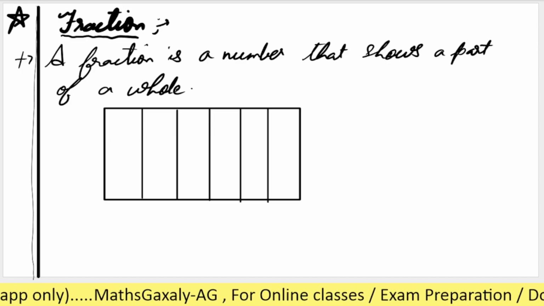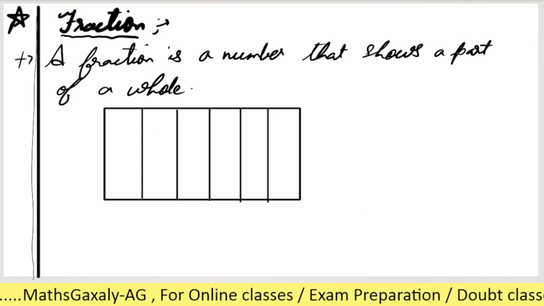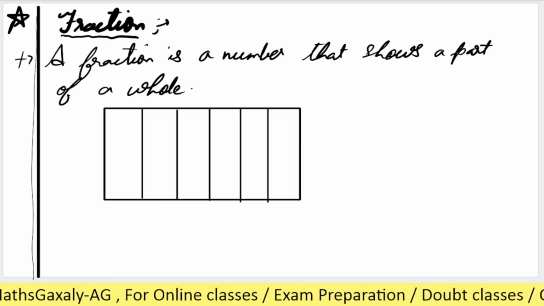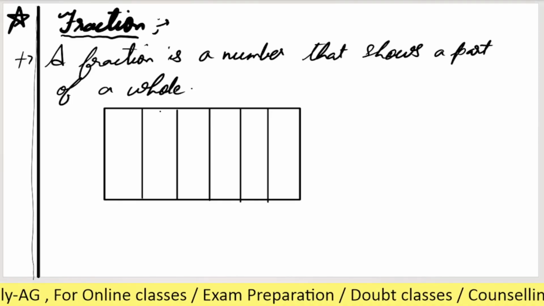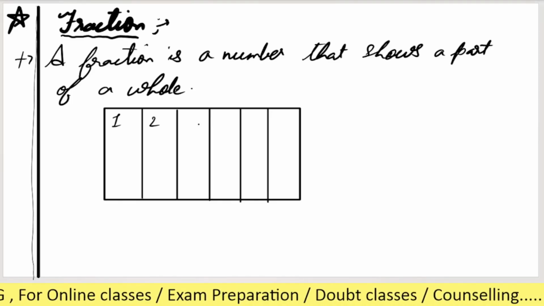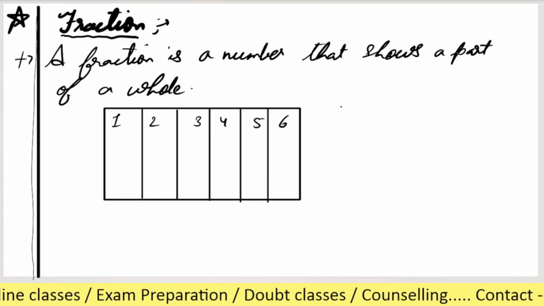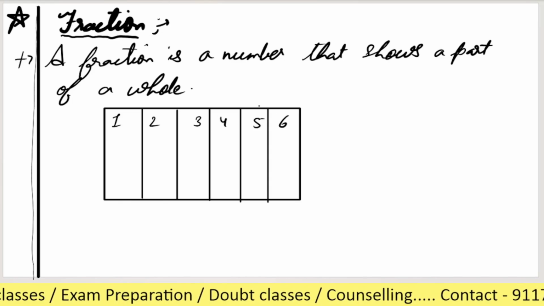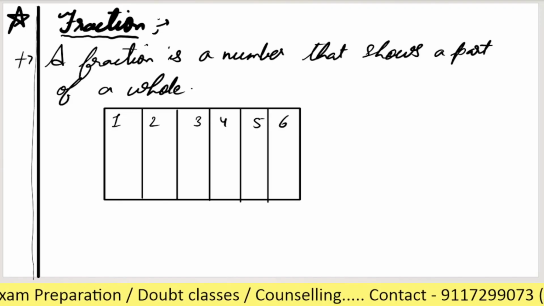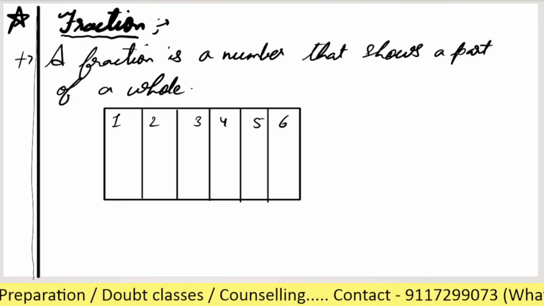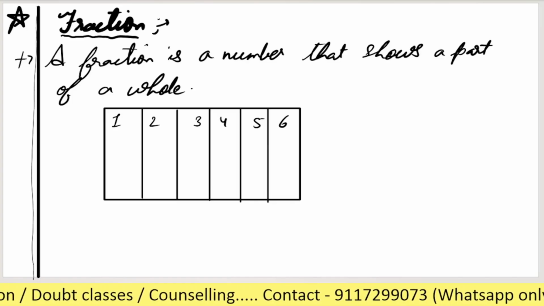Ethan, as you can see, I divided this shape into how many parts? Six parts. One, two, three, four, five, and this is six. So as I divided it into six different parts, after this I shaded two parts.